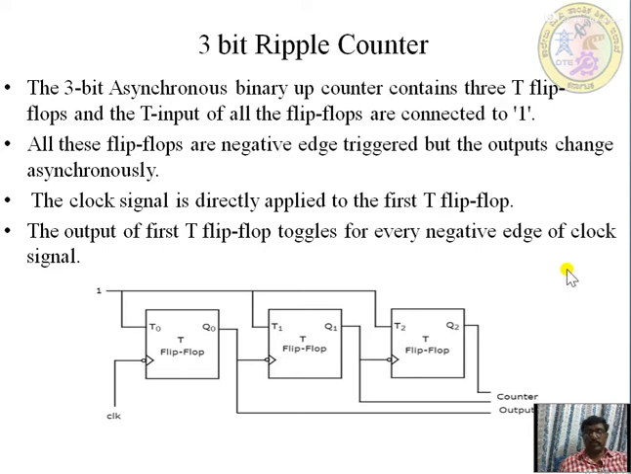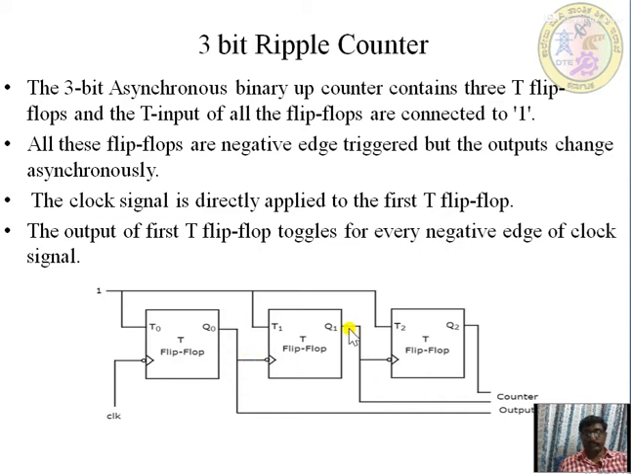Next, we'll look at the 3-bit ripple counter. The 3-bit ripple counter, an asynchronous binary up counter, contains 3 T flip-flops, and all the T inputs are connected to the logical value 1. Since it is asynchronous, the clock is given only to the first flip-flop, and the output of the first flip-flop acts as the clock to the next flip-flop.